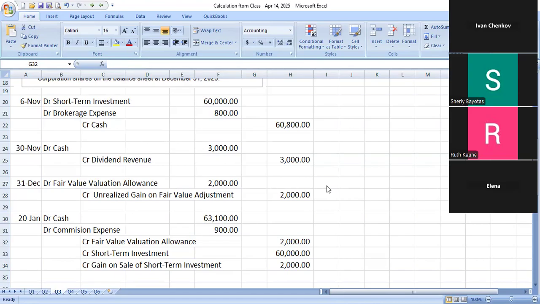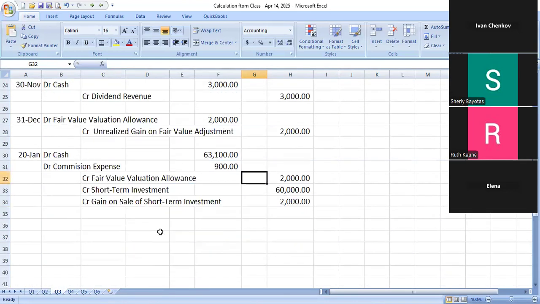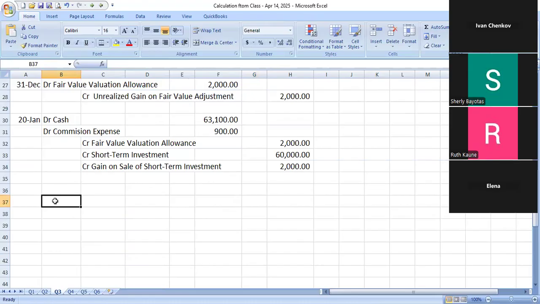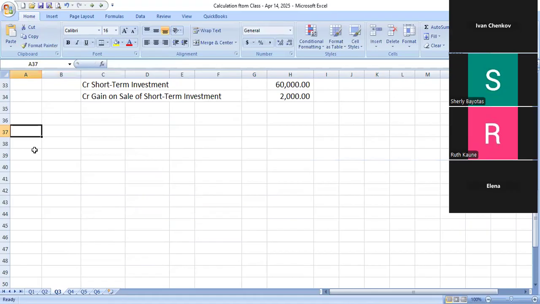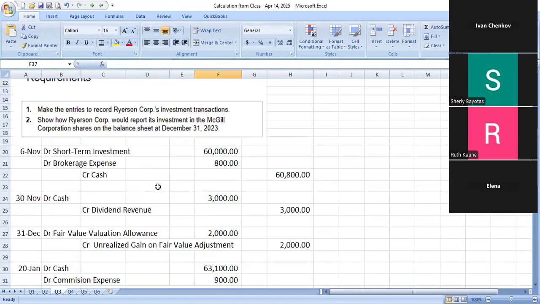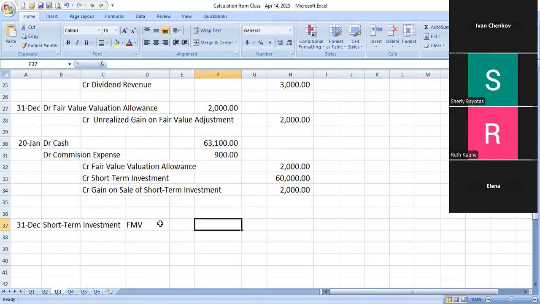Now, the question here is, what will be my balance? Show the reporting of investment shares on the balance sheet on December 31st. What will be my balance of my short-term investment on December 31st? My balance should be equal to the fair market value balance, correct? What's the fair market value on December 31st? 62,000. So what should be my balance here? 62,000.